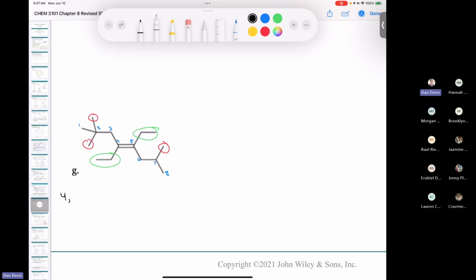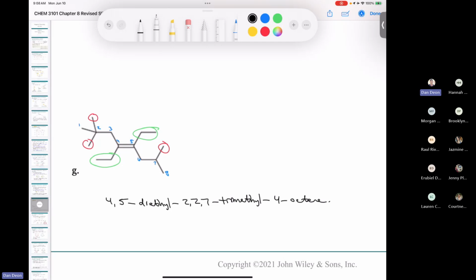I'm forgetting something though, aren't I? Let me just move it over here to the right. So 4,5-diethyl. Let's see here. 2,2,7-trimethyl. And then 4-octene. And if you put oct-4-ene, that's totally fine.